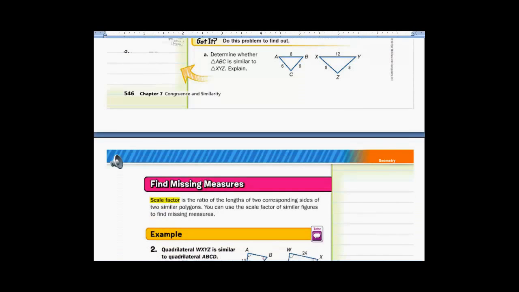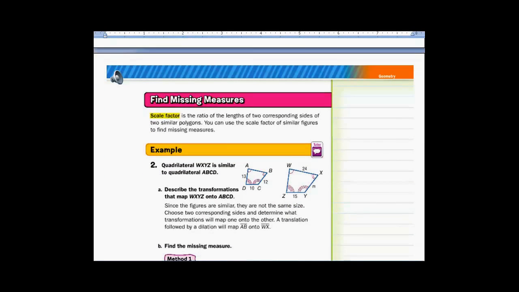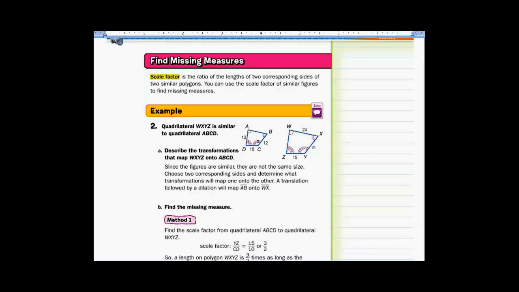Now, you're going to put your knowledge to use to find missing measures. So, scale factor, we've talked about that before, is the ratio of the lengths of 2 corresponding sides of 2 similar polygons. So we can use that to find missing sides. Now, this one right here, notice that the m is the one that's missing. So that means you obviously have to use what? Which one corresponds to m? It would be 12. So I would pick out the missing side and its corresponding one right away. So I would say m is to 12.